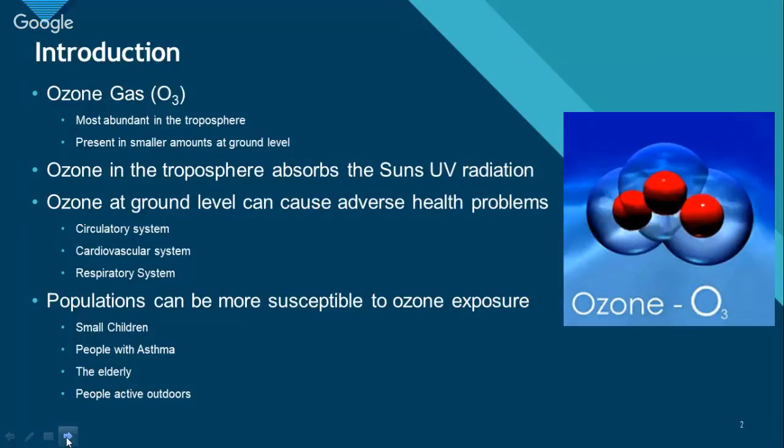It can have negative effects on people's circulatory, cardiovascular, and respiratory system, and most of the negative effects are isolated to the respiratory system. There are certain populations that are more susceptible to ozone exposure than others. Small children, the elderly, people with asthma or other respiratory diseases, and people who are active outdoors are all more susceptible to ozone than others.